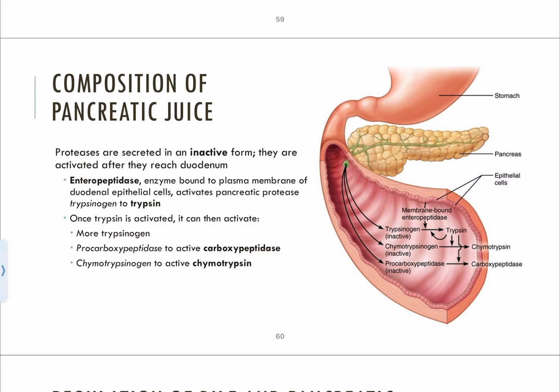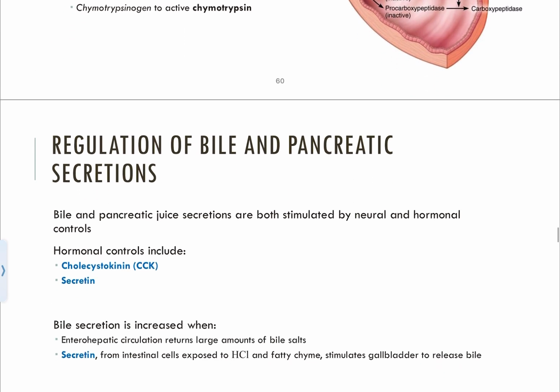Once we have trypsin activated, it can activate more trypsinogen. And then we can also have pro-carboxypeptidase activated into carboxypeptidase and chymotrypsinogen activated into chymotrypsin. So basically, once we have activated trypsinogen in the form of trypsin, trypsin can go on and activate other enzymes that break down proteins. That's the big picture there.